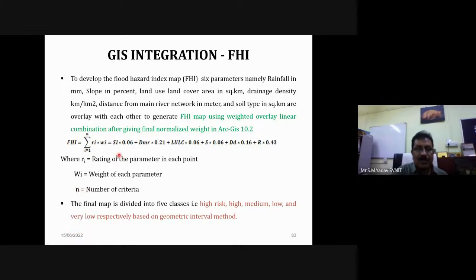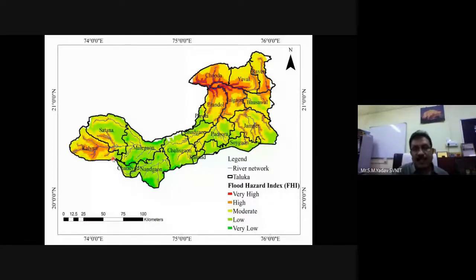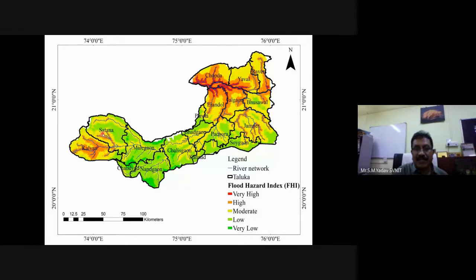This one, Ri into Wi. When you do this, you get this map, which is the flood hazard index, FHI. So that's what I was talking about, this Satna. This Satna will have 6 parameters. All these 6 parameters that you compute and multiply by their weights will give you this particular variation. Similarly, for all other regions like Chalisgaon, Malegaon, and others, the flood hazard index map has been prepared.